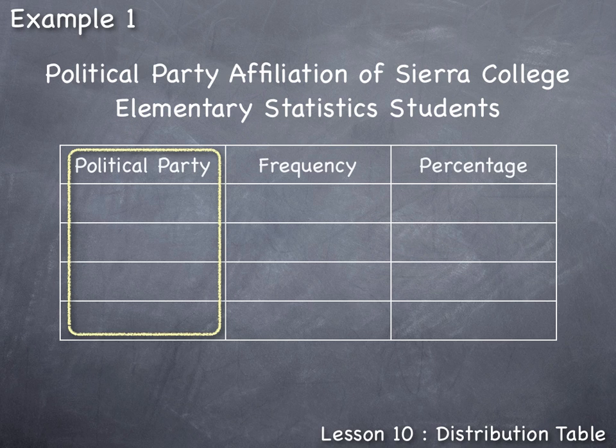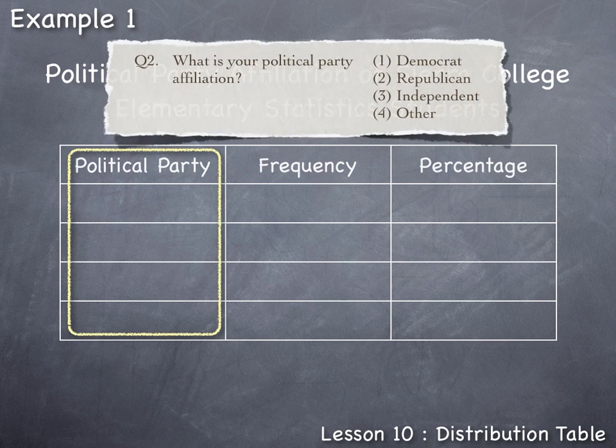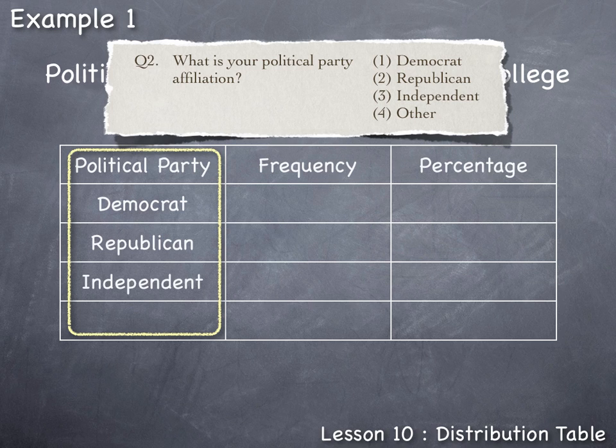Now, to complete the first column, political party, we need to look at the data. Here, question 2 asks the students, what is your political party affiliation? The student responses were limited to Democrat, Republican, Independent, or other. So these are our data items that need to be clearly displayed under political party in the table. So Democrat, Republican, Independent, other were our data values for political party.